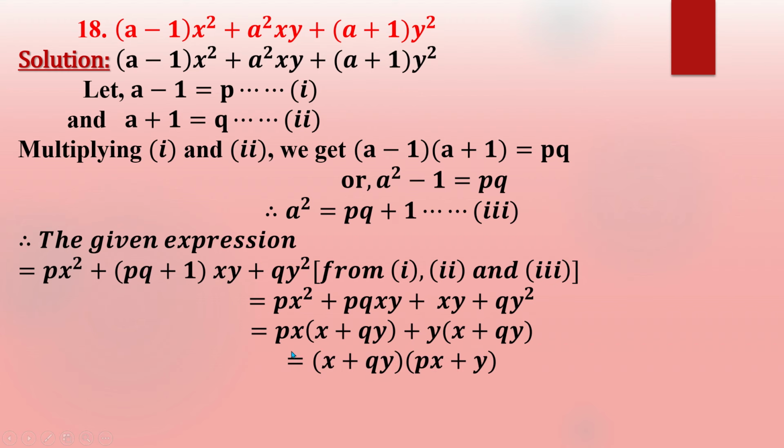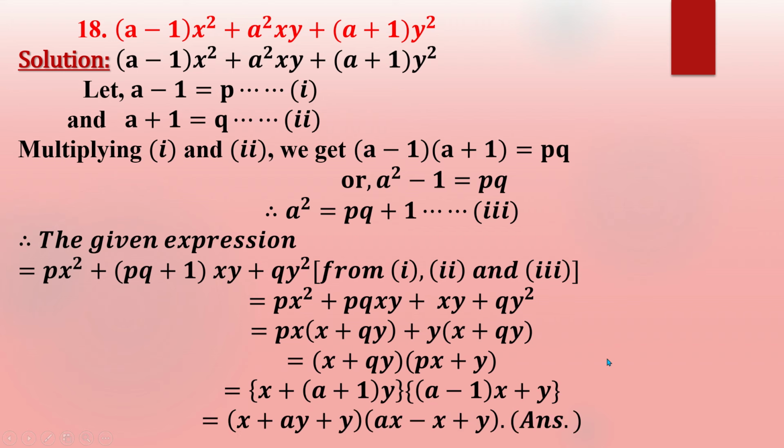Okay, now this equals x plus qy into px plus y. That means this and this are common, leaving px plus y. Now putting the value of q and p, q is equal to a plus 1 and p is equal to a minus 1. That means x plus a plus 1 into y into a minus 1 into x plus y. This equals x plus ay plus y into ax minus x plus y. This is the required answer. Clear, student? Okay.